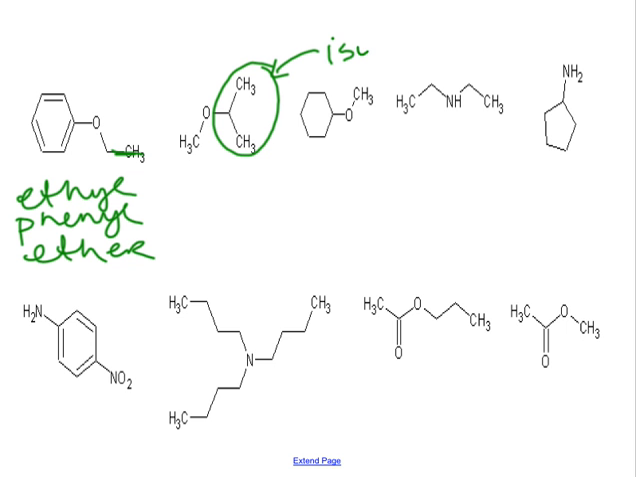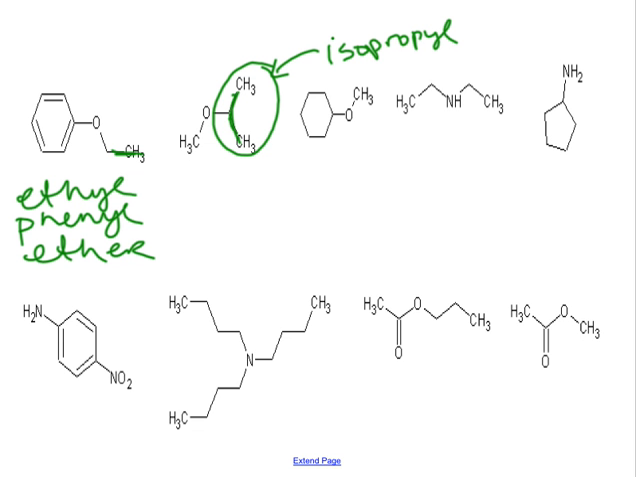This is called an isopropyl substituent group. It's still 3 carbons, so it's still a propyl, but because it's not attached on the end, it's attached 1 from the end, it's an iso group. So it's an isopropyl group. Something you'll learn next year.